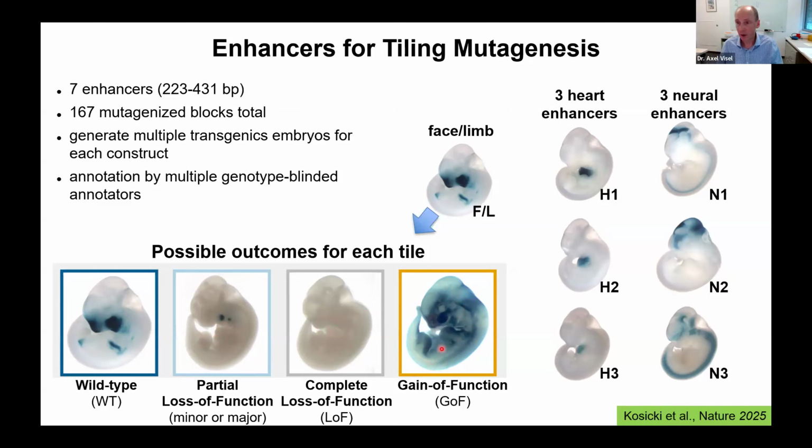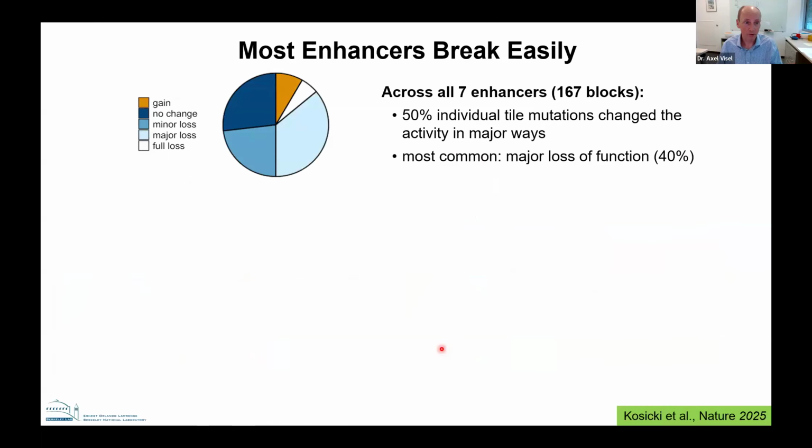So this was, again, a large number of transgenic experiments. Let me jump right to the ultimate outcome. After testing all of these, what we found was that most enhancers break relatively easily. If we add up all the 167 blocks that we looked at across all the 7 enhancers, we saw that of the 12 base pair tiles that we tested, only about a quarter or so caused no change at all. Another quarter caused a minor loss of function, but about half of these caused a major loss of function, a complete loss of function, or a gain of function.